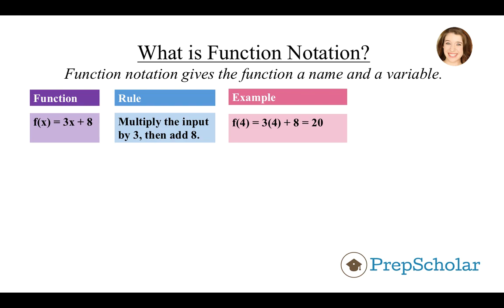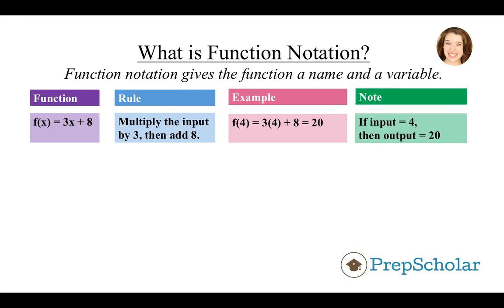All we did there was plug that input into the function itself and then solve it. And then we know what f of 4 is equal to. The note would be that if the input is equal to 4, then the output is equal to 20, which is basically just another way to rewrite and explain what we just did. So function notation gives that function a name and a variable so that we can understand how to use the function. This is just breaking down the way that we might solve a function.